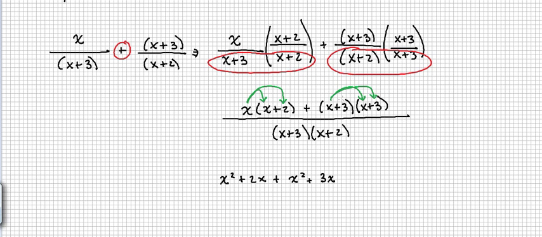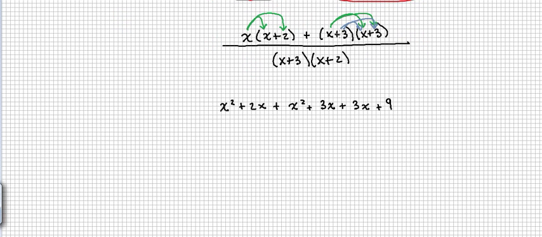Then we're going to take this 3 and multiply it to here and multiply it to there. So we're going to have plus 3x, and then plus 9, because that's 3 times 3, not 3 plus 3. The plus is only what's going on inside the parentheses. When they're being multiplied, they distribute out. Divided by, we're just going to leave this as x plus 3, x plus 2 right now.